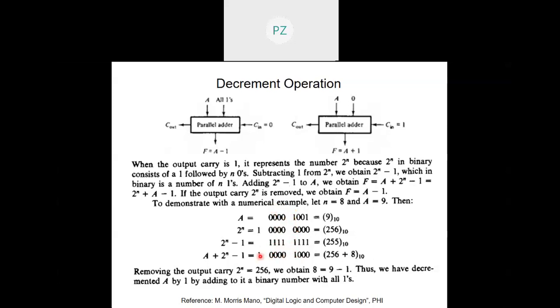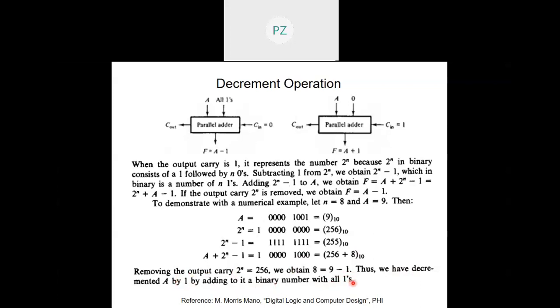So this carry is reflected here. If you discard this carry, what you are left with is 8. So you started with 9 and you are left with 8. 256 gets discarded. 9 becomes 8, which is 9 minus 1. Removing the output carry, we obtain 8 is equal to 9 minus 1. Thus we have decremented A by 1 by adding it to a binary number with all ones.